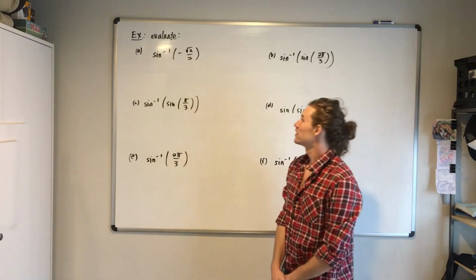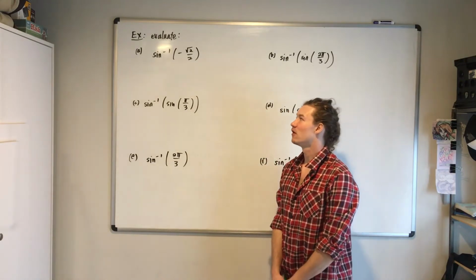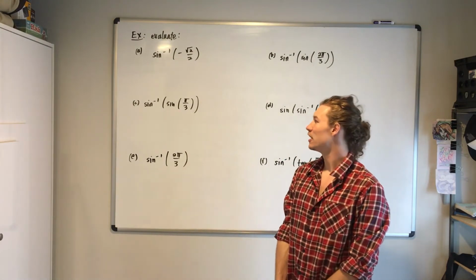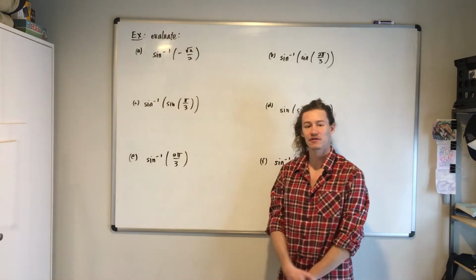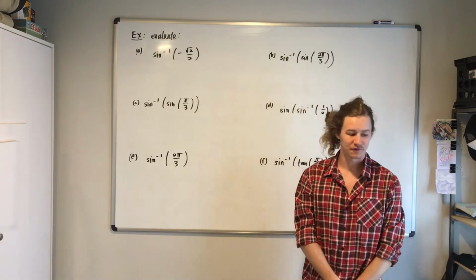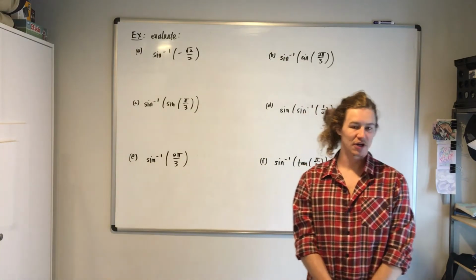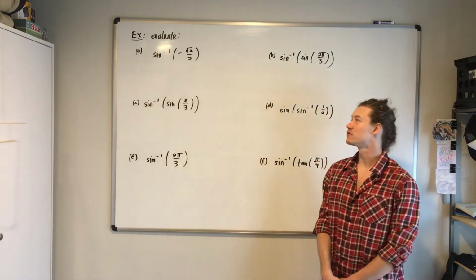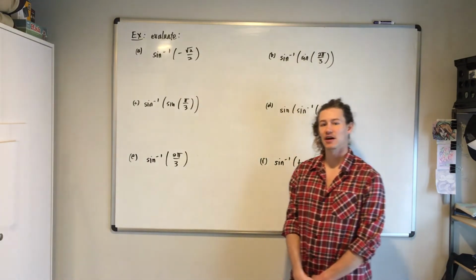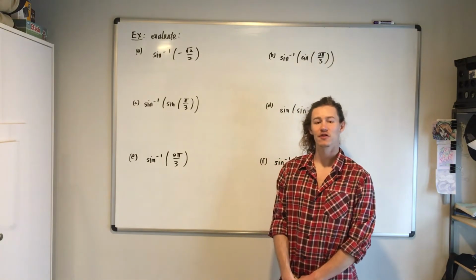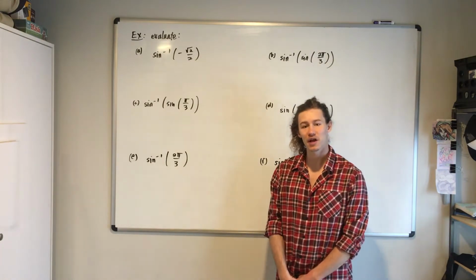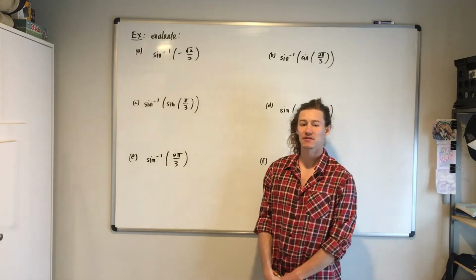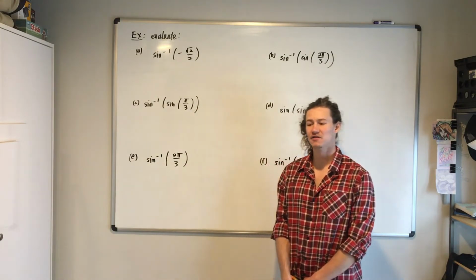Alright, so here we're tasked to evaluate some expressions involving inverse trigonometric functions, involving inverse sine in particular, and also compositions of inverse trigonometric functions and trigonometric functions. Let's just begin by a quick recall of some of the properties of inverse sine, as we'll use it in all these examples. Recall that the inverse sine is a function whose domain is -1 to 1, including -1 and 1. Its range is negative pi halves to positive pi halves, including negative pi halves and positive pi halves.